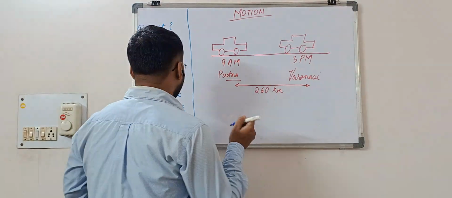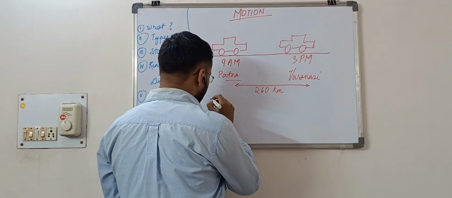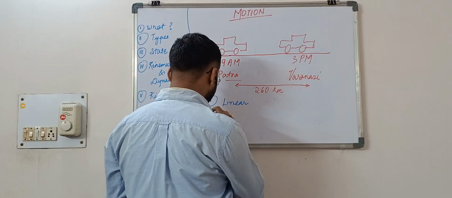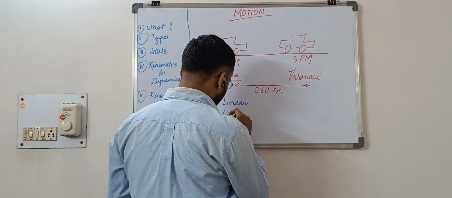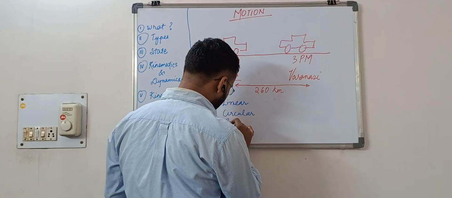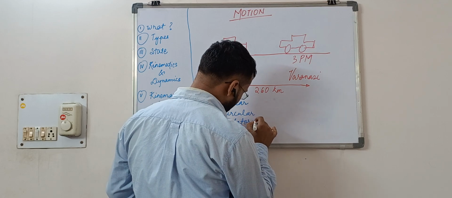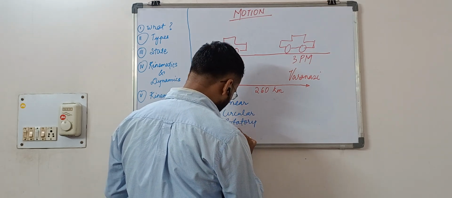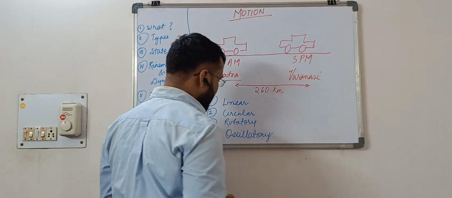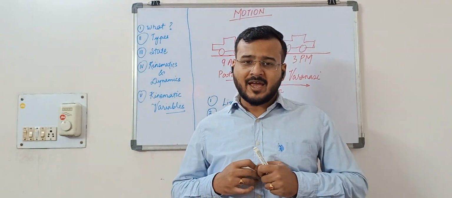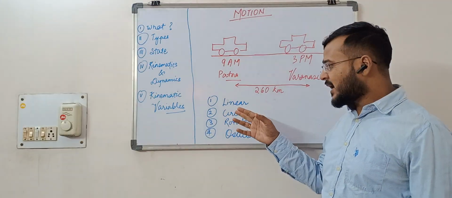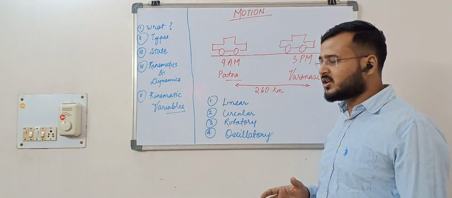Now we will study about the different types of motion. Under types, the first one is linear motion. The second one is circular motion. Third, rotatory motion. And the fourth one is oscillatory motion. Okay. Now, what we have to keep in mind here is the path, right? In linear motion, the path is in a straight line. That's why we say linear motion.